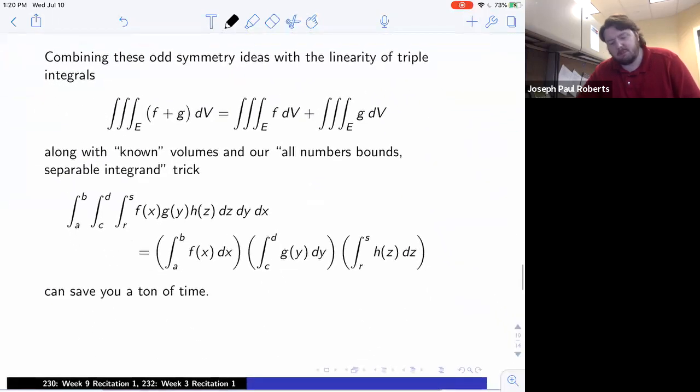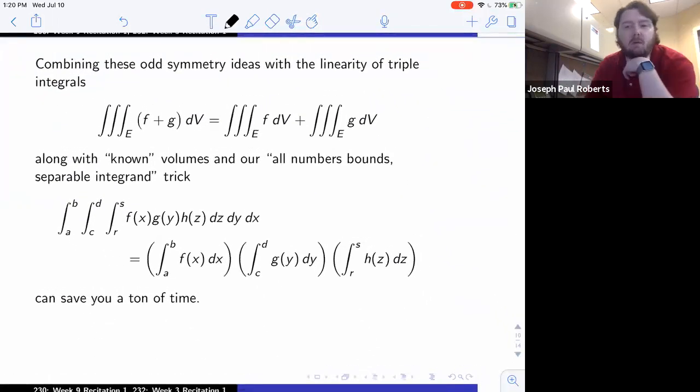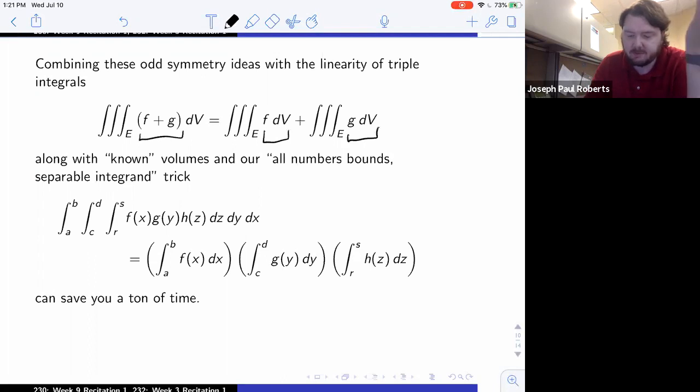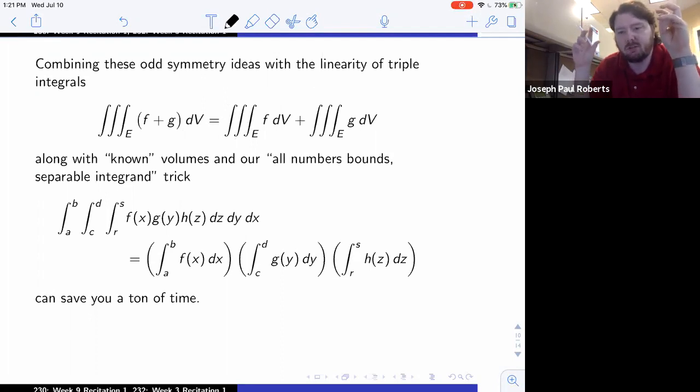Sometimes you might get lucky and have an integrand that is odd with respect to something, but what I think happens more commonly is that the whole integrand isn't, but maybe one of the terms is. So for example, if you have the triple integral of f plus g, you could do it as the triple integral of f plus the triple integral of g, and maybe f does have some odd symmetry, and so that piece you can work out to be 0. So the fact that it's well behaved over addition allows you to split terms up.